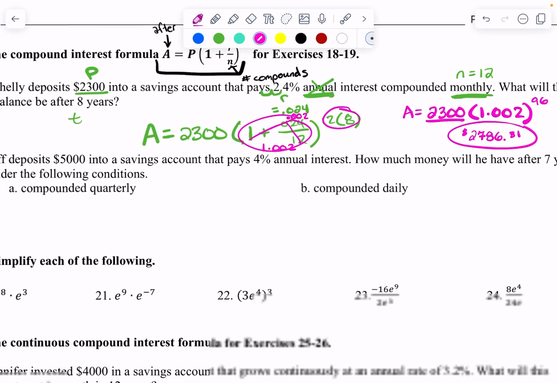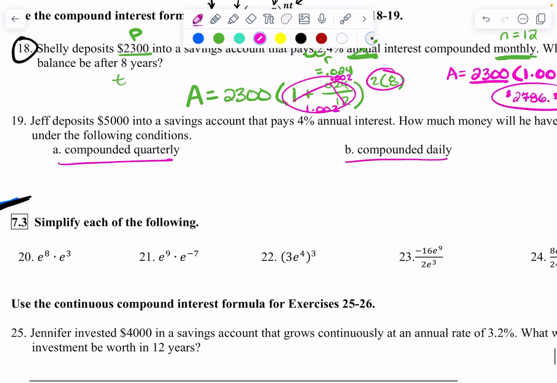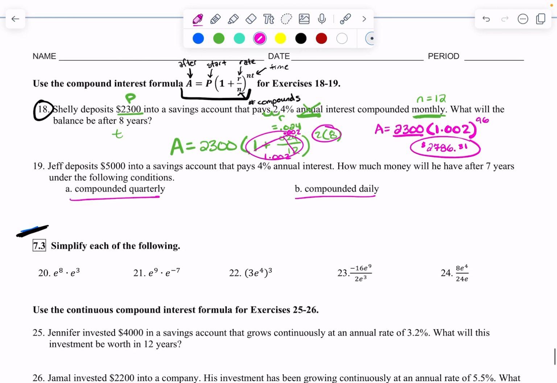23 to 27. This next one, 19, is asking you for compounding quarterly versus compounding daily. So you have to do 2 different ones and compare the 2. Okay? So use the rest of your time in class to do those, and there is that.